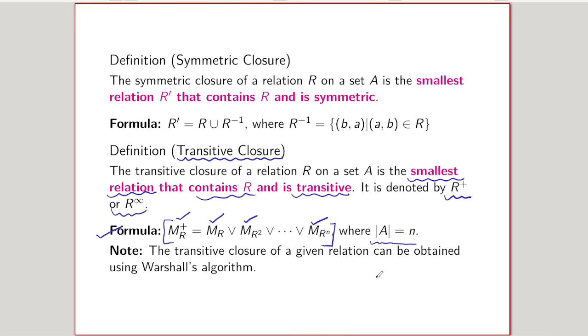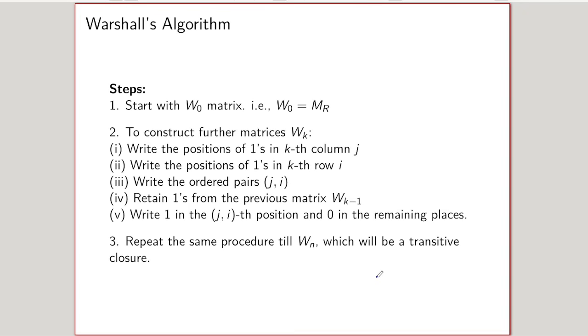This is nothing but the transitive closure. Note that n represents the number of elements in the set A. Finding MR is easy, but if we have a 5 by 5 matrix MR, finding MR squared up to MR power 5 will be a tedious process. So transitive closure can be obtained using Warshall's algorithm. This comes in handy to obtain the transitive closure.